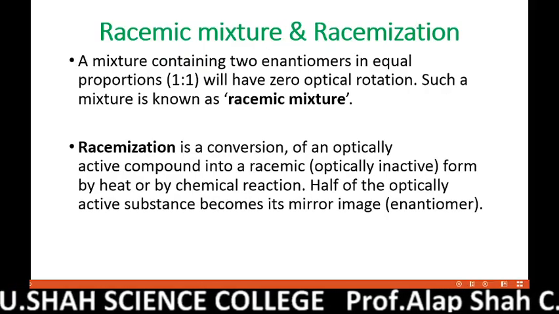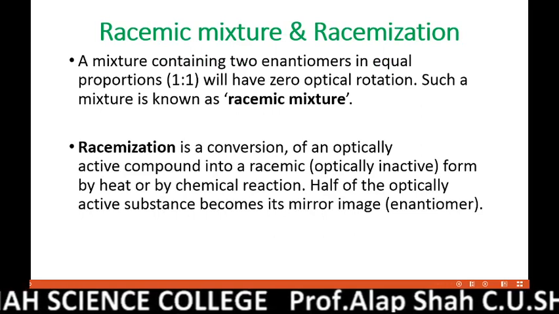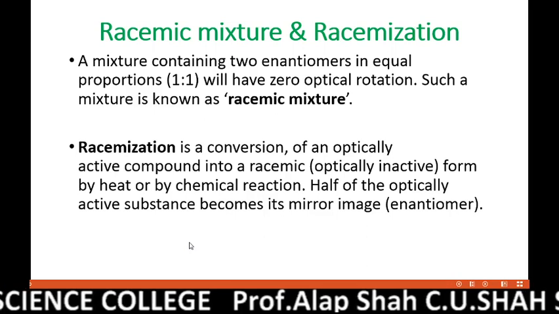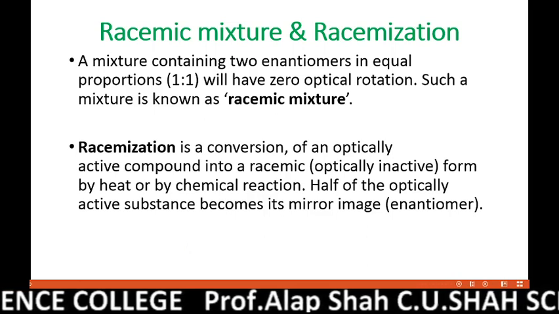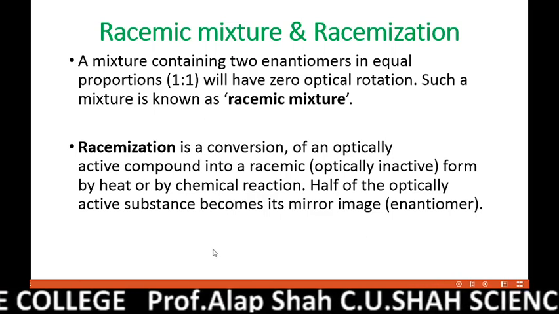So I hope that these are the basics which you studied in high school, 11th and 12th, but it is very essential to understand stereochemistry at the undergraduate level.